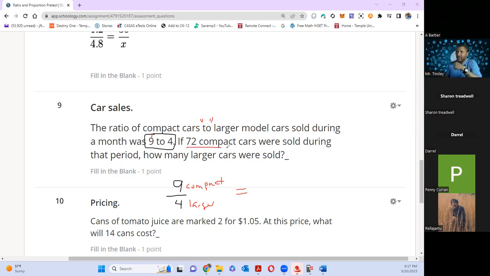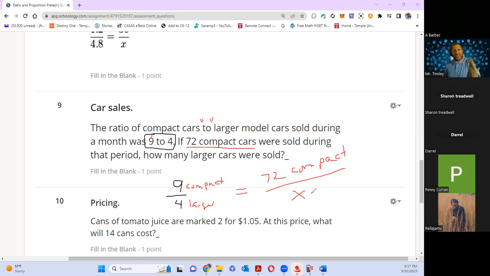And then what else is given? 72. 72 compacts were sold. So is my 72 gonna go at the top or is it gonna go to the bottom? Going at the top. Why is it gonna go at the top? No, it's the bottom because the larger cars. Wait, 72 compact cars were sold. No, it is at the top because it's the same way as the 9 was at the top. It's because of the compact cars at the top. Compact. Okay. So the 72 is going to go at the top. Compact to compact. You need to have the same thing on both sides of the equal.